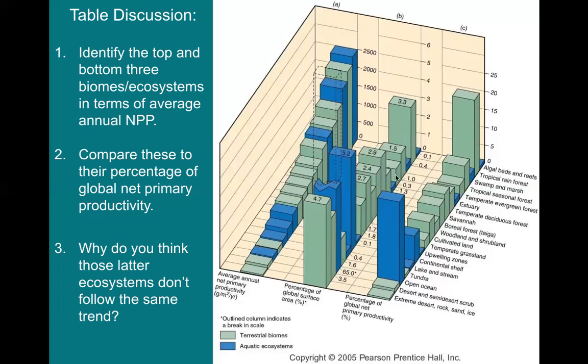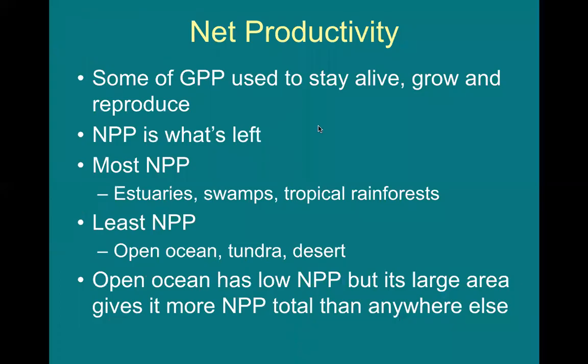So the reason they have such a large portion of the total productivity isn't that they're just productive on their own. It's just that they take up so much space. Makes sense. So some of that GPP is used to stay alive, to grow, to reproduce, to do all these types of things. NPP, net primary productivity, is going to be what's left over. And the areas with the most NPP are places that I love personally: estuaries and swamps, tropical rainforests.